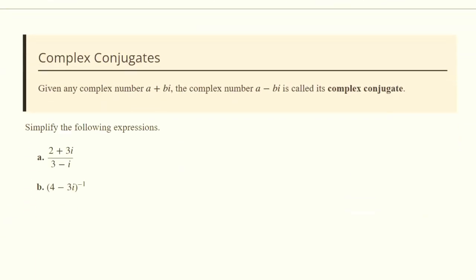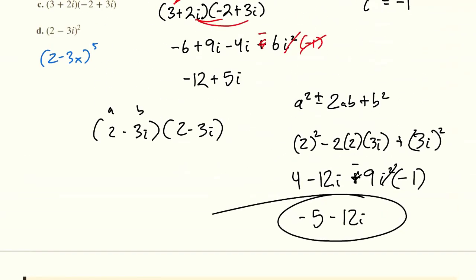Okay, how'd you get a -5? 4 minus 9. Because that positive 9 became a negative. That help you out? Okay. Yeah.